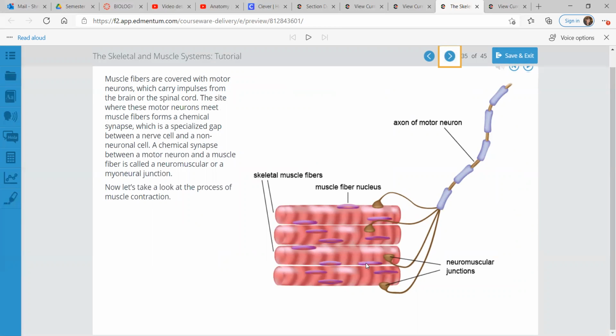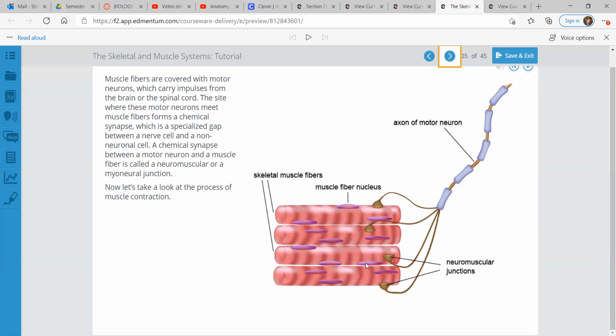Muscle fibers are covered with motor neurons, which carry impulses from the brain or the spinal cord. The site where these motor neurons meet muscle fibers forms a chemical synapse, which is a specialized gap between a nerve cell and a non-neuronal cell. A chemical synapse between a motor neuron and a muscle fiber is called a neuromuscular or a myoneural junction.